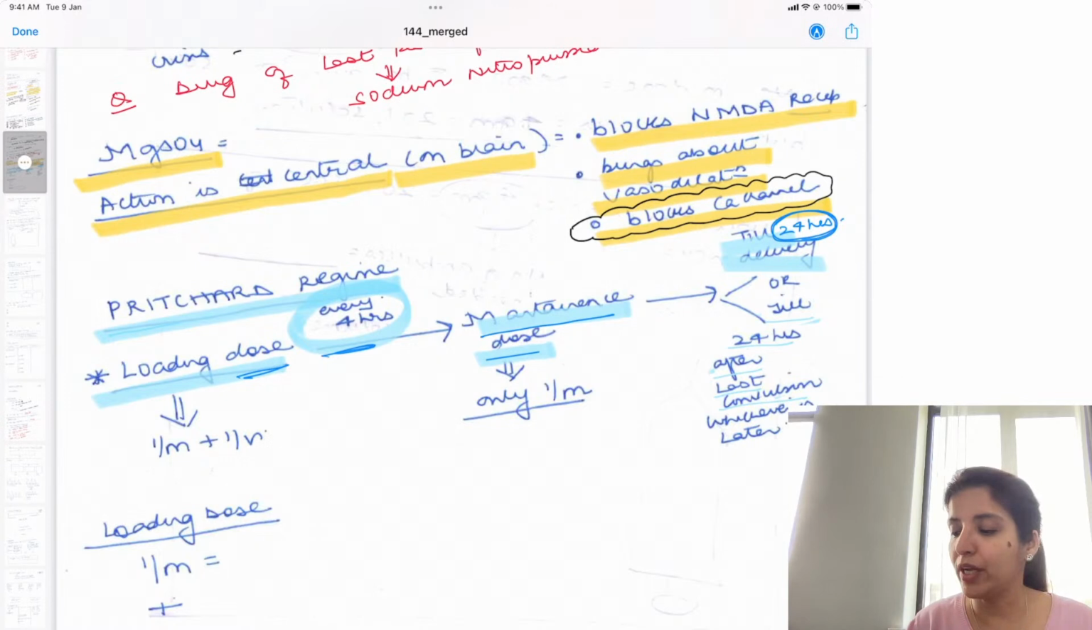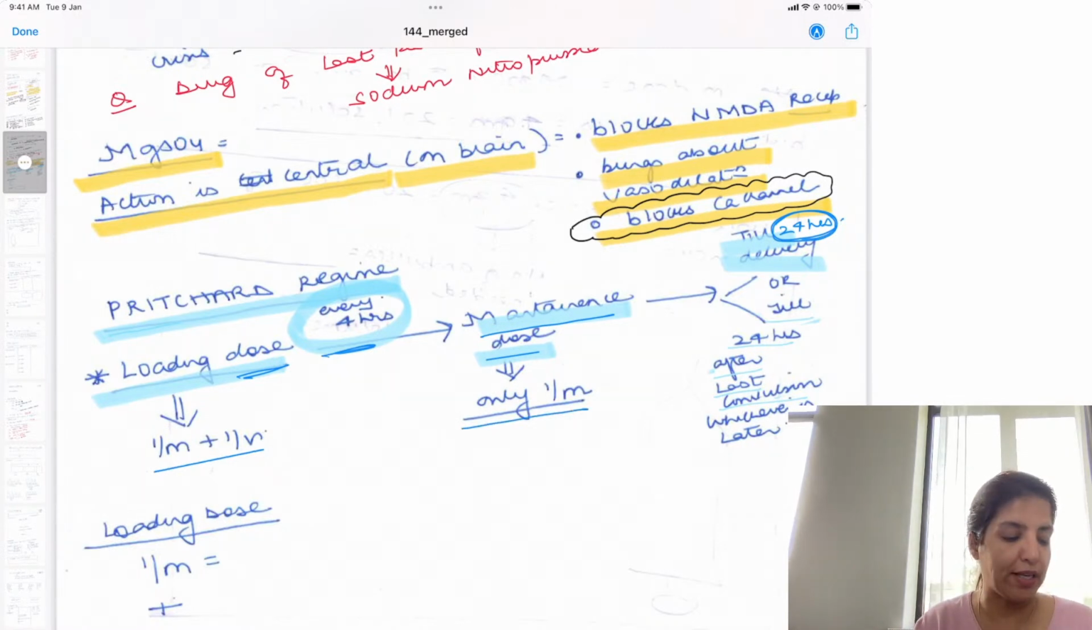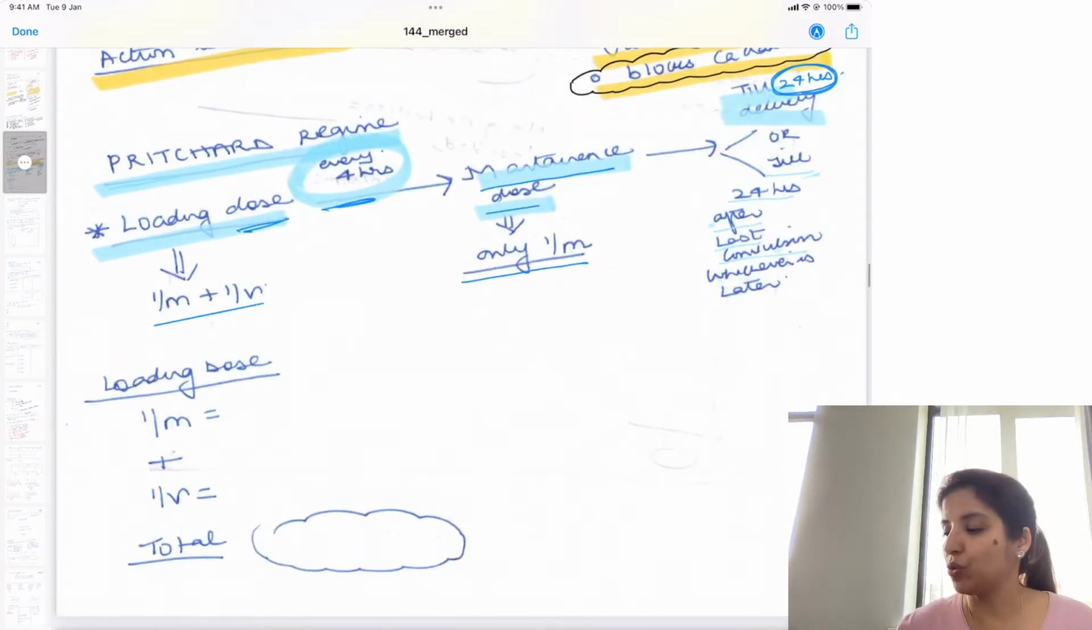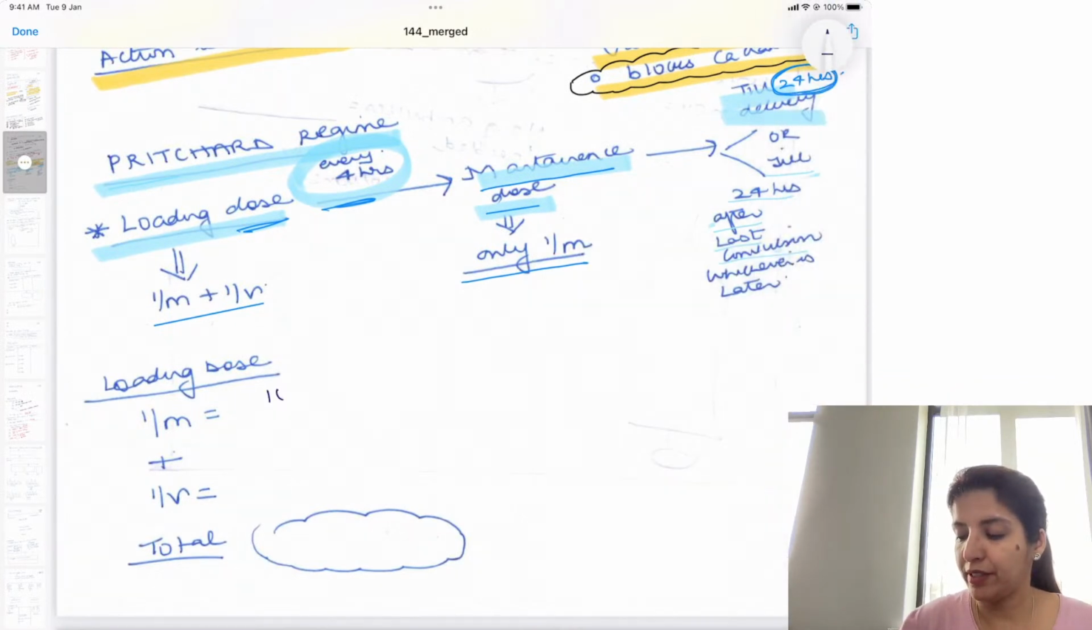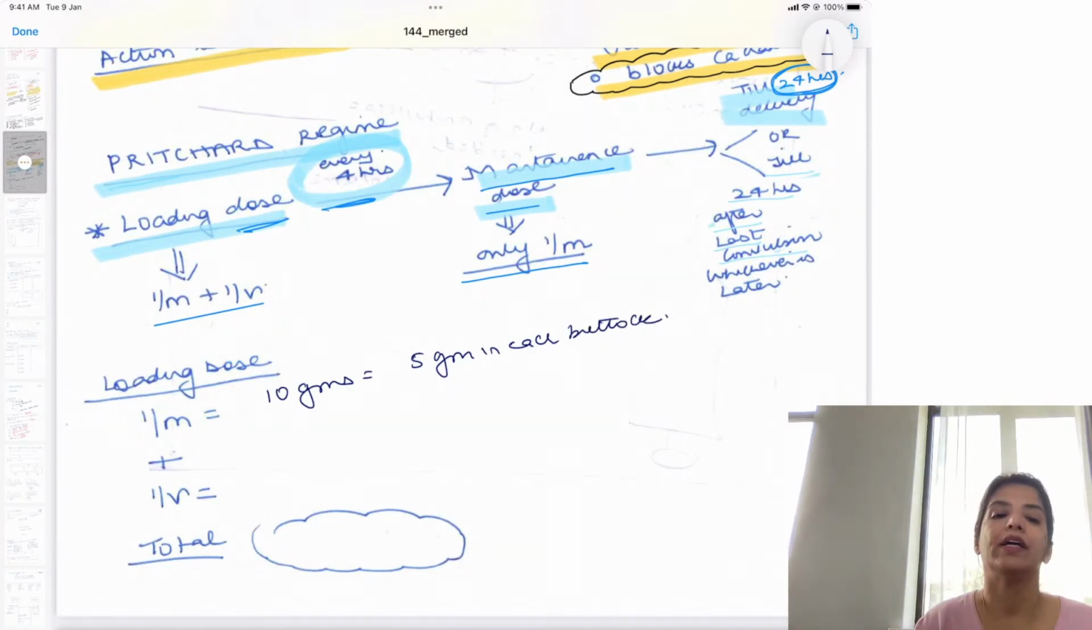Now, when we give the loading dose of magnesium sulfate, you have to give IM plus IV, whereas the maintenance dose is only IM. How much is the loading dose? Loading dose is IM 10 grams, which you have to give as 5 grams in each buttock.